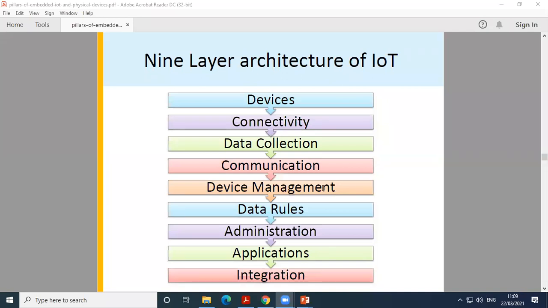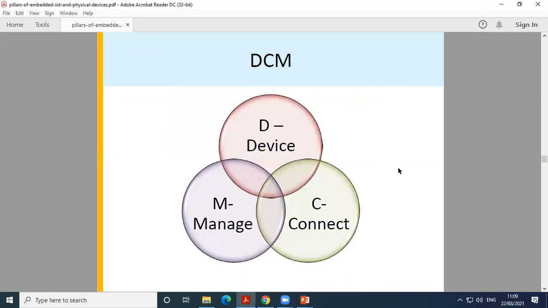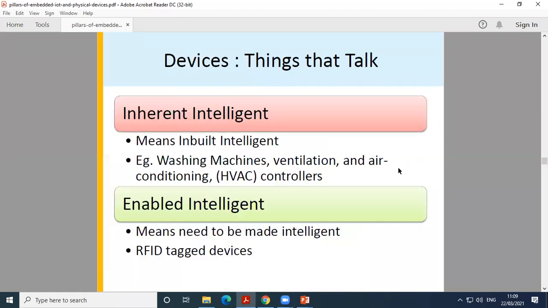Then the next point. Now we are going to see actually what the device, manage and connect are. These layers are integrated with each other. So first we will see the devices. Devices means things that talk.